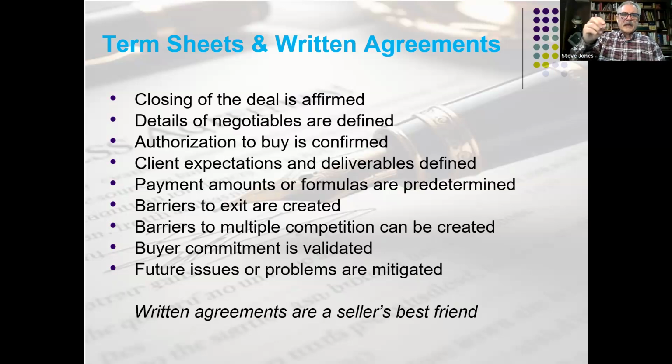So details and negotiables are defined in writing. The person who's signing it has got authorization. Now you're confirmed. What customer is going to sign a term sheet if they don't have the authorization to do that? So it clarifies for you again that we've got the authorized buyer working with you. It clarifies the customer's expectations so that they know that you know.